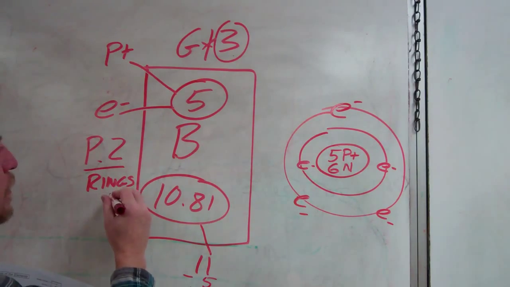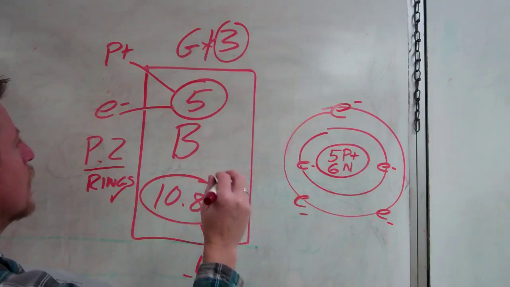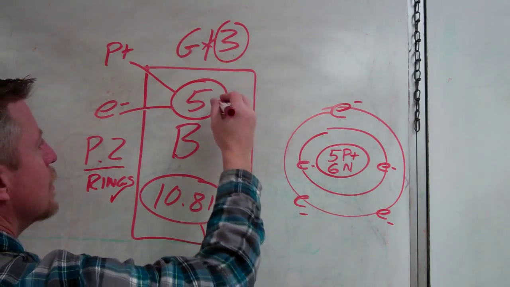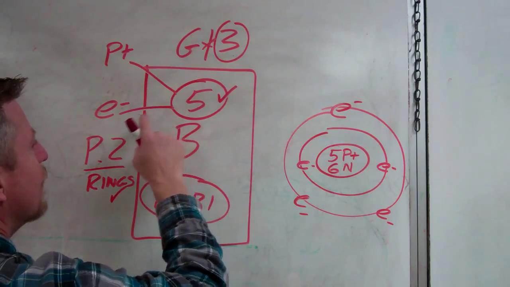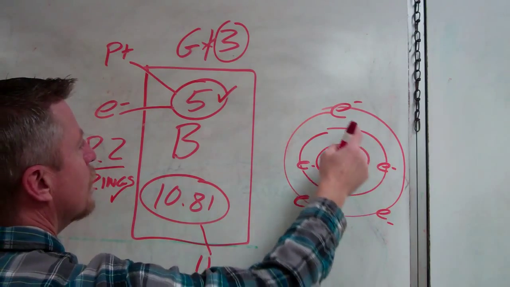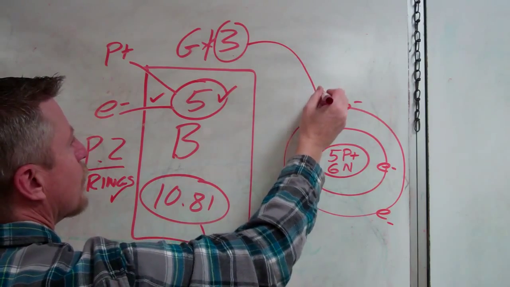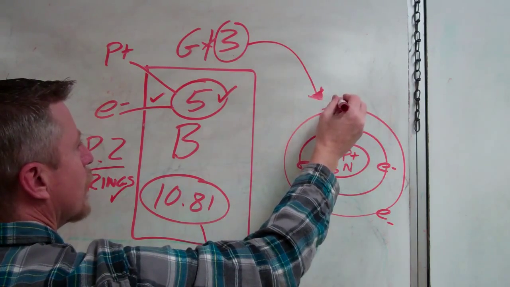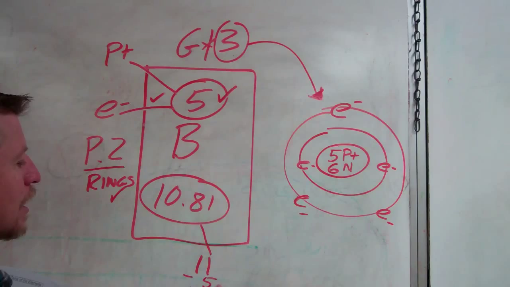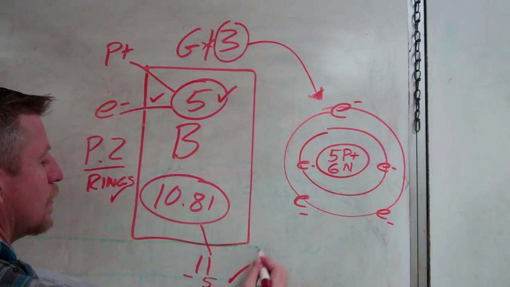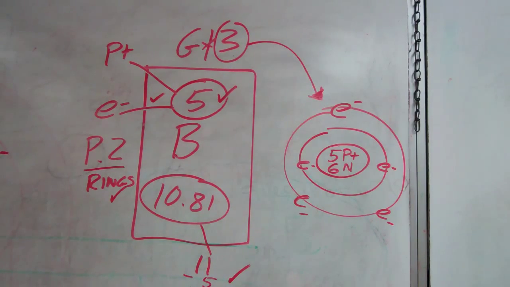Okay, I have 2 rings. That checks out. 1, 2. I have 5 protons in the middle. That checks out. I have 5 electrons. 1, 2, 3, 4, and 5. That checks out. And I have 3 electrons in the outer ring. The valence electrons. Those are very important. That checks out. And then I also have 6 neutrons. That checks out. So everything checks out so far.